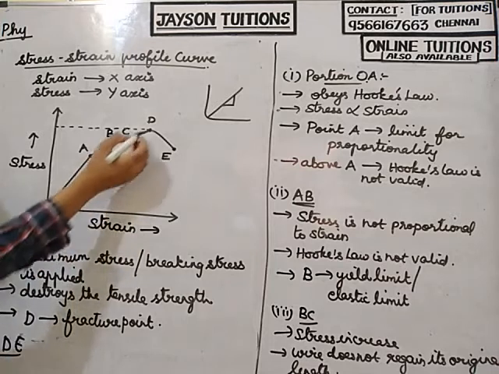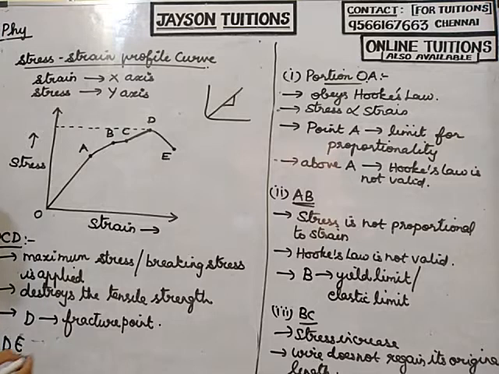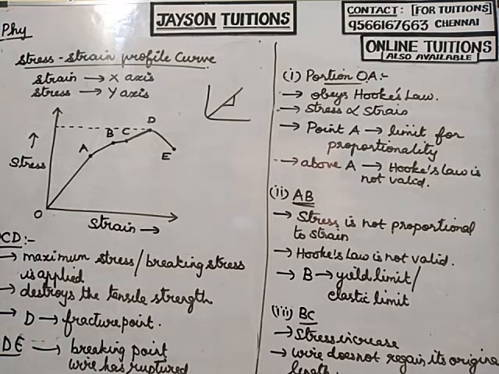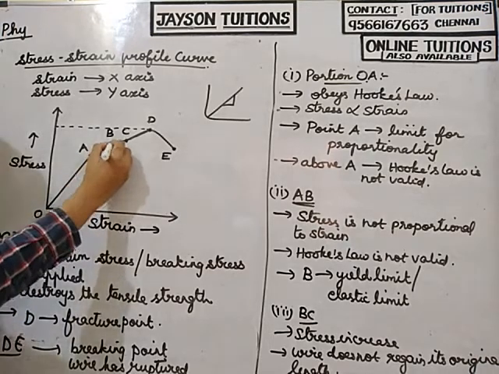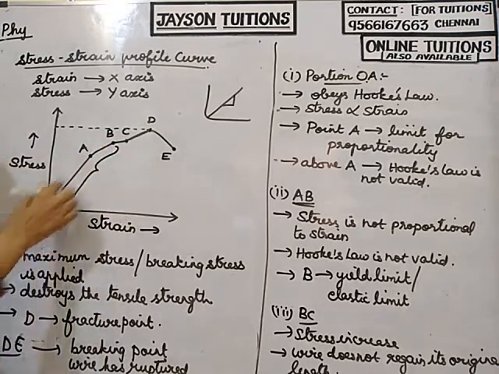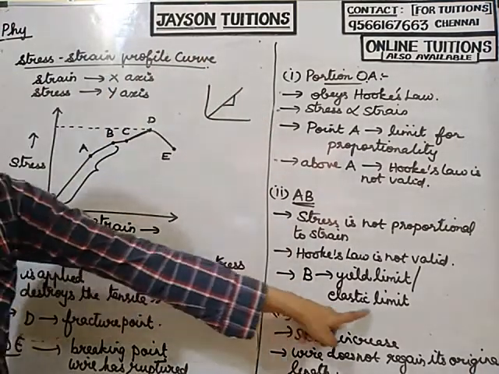DE means the stress has gone and the wire has already broken. So DE is the breaking point, or the wire has already ruptured. Understood? Clear? So this is the part B, C, D, E. Up to O to B, the wire is having the elasticity.